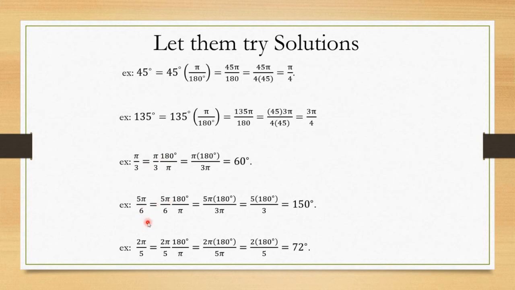Here, we have 5 pi over 6, right? You multiply that by 180 degrees over pi, because you want to convert it to degrees. Same idea. The pi's cancel. You get 5 times 180 degrees over 3. I think that turns out to be, well, anyway, it turns out to be 150 degrees.